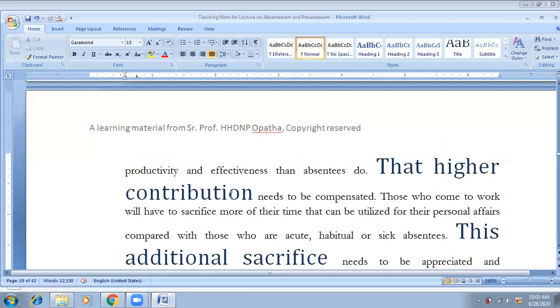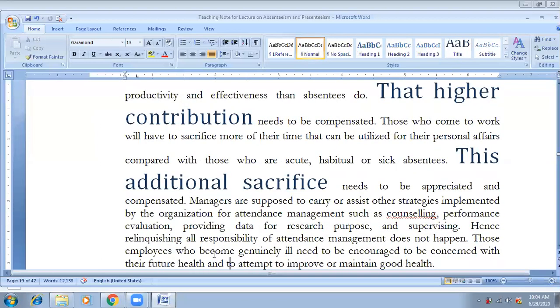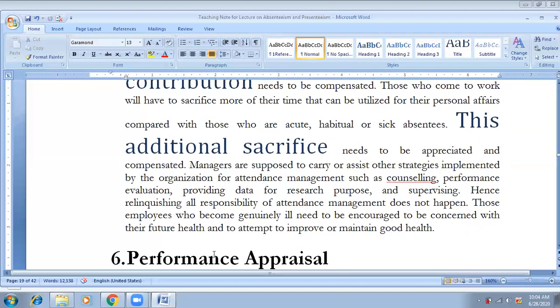Then another one: these regular attendees come to work regularly by sacrificing more of their time, which could be utilized for their personal affairs, compared with those who are acute, habitual, or sick absentees. This additional sacrifice needs to be appreciated and compensated, financially and also non-financially. Also, managers are supposed to carry out or assist other strategies implemented by the organization for attendance management, such as counseling, performance evaluation, providing data for research purposes, and supervising. Therefore, we should not expect managers to be freed from the responsibility of attendance management. Managers should engage in that.